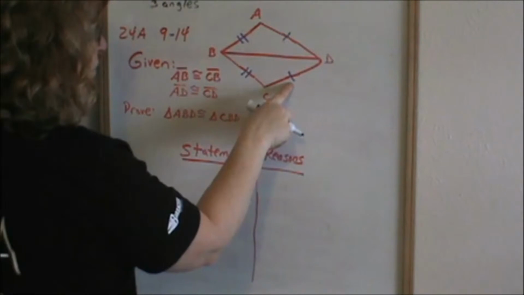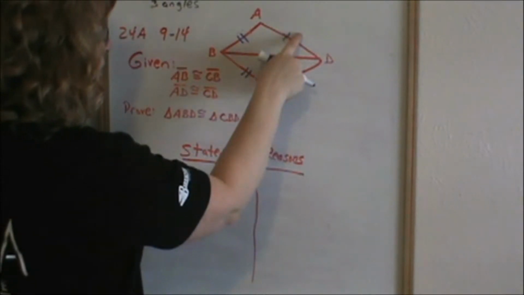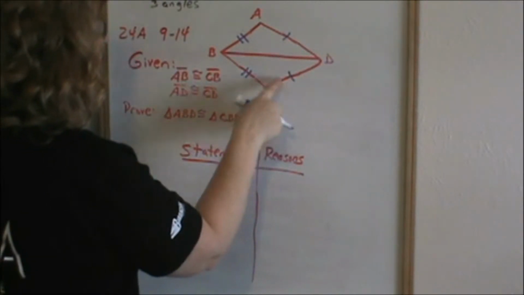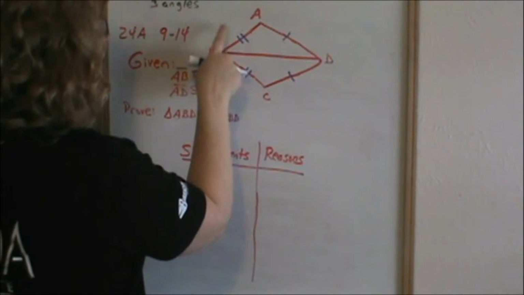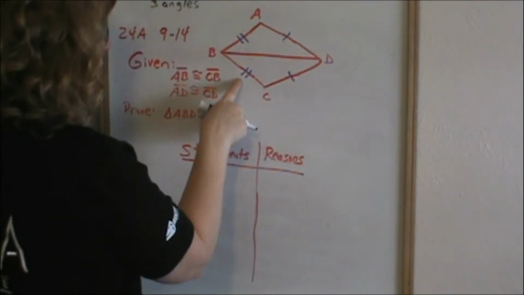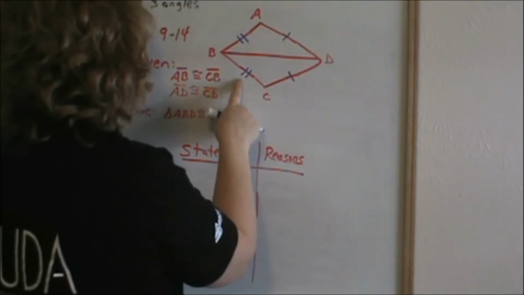We want to use different markings. So since these 2 are congruent, we want to use different markings than these 2 so we don't show that all 4 of them are congruent to each other. Okay, so use different markings.